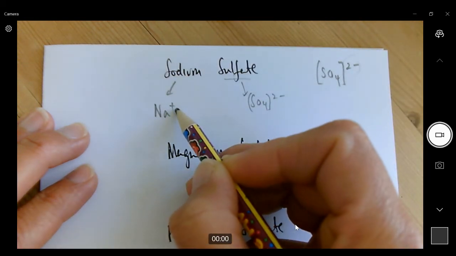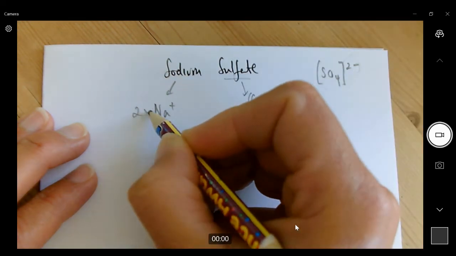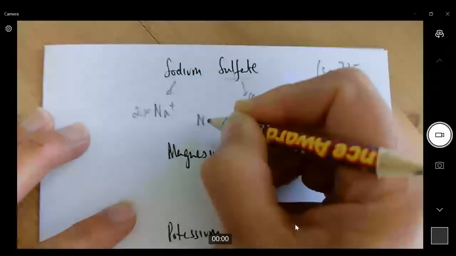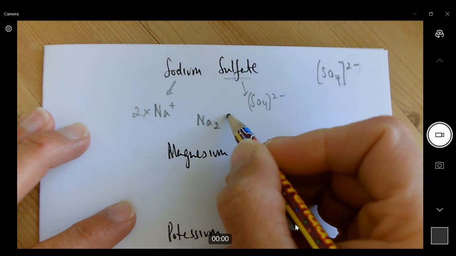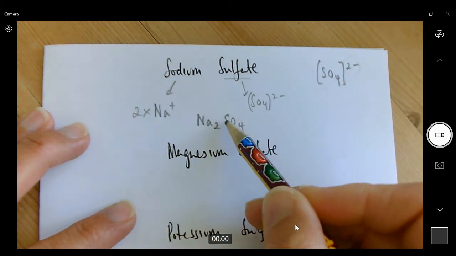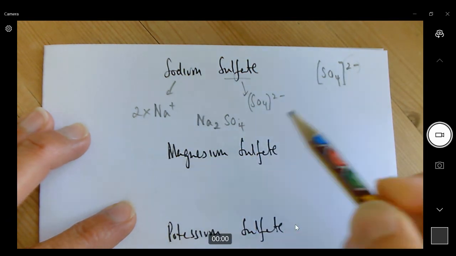I've only got 1 positive here and 2 negatives, so to balance the charges, I need 2 sodium atoms in my compound, which gives me the formula Na2, small 2 tells me I've got 2 of those, SO4. And when you've only got 1 sulfate group, you don't need to put a bracket around it. Just leave it like that, SO4.